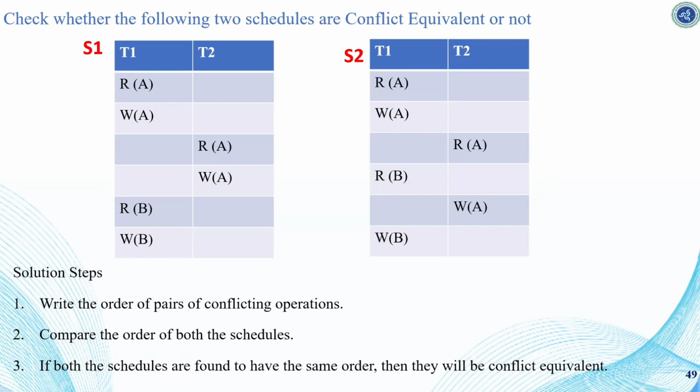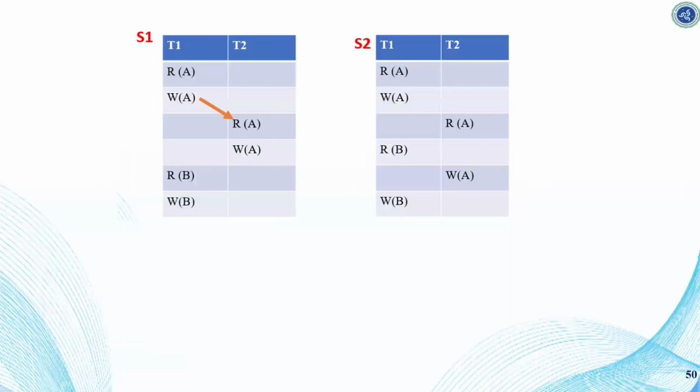Okay. So here we can see there is a conflict, right? With a write of A and with a read of A. So there exist conflicting operations.